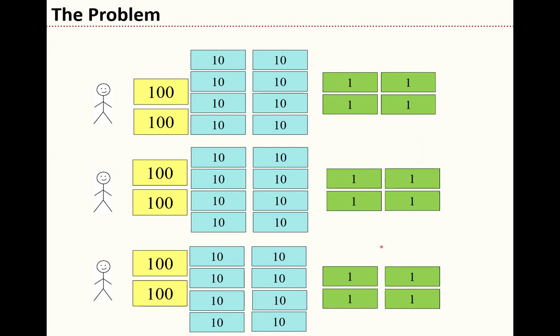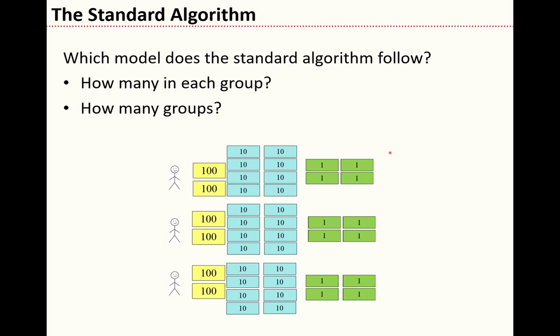So going down from hundreds to tens to ones, I split at each time as best as I can with some remainder, and then whatever is my remainder, that gets converted into the next level down. So that's why the process works. Which model does the standard algorithm follow? Do you think this reflects more of the how many in each group, or do you think this looks more like how many groups? And it really is the how many in each group.